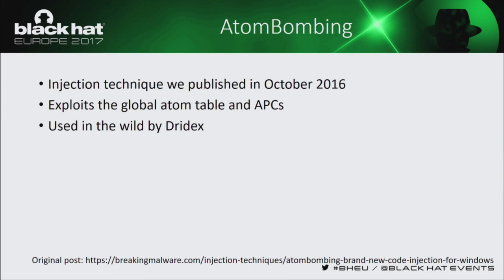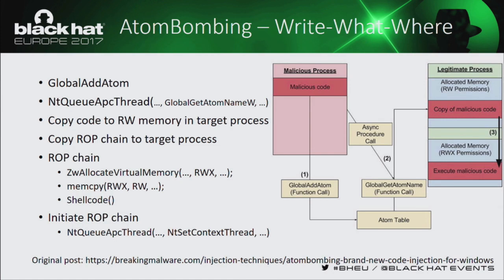Another injection technique that we released about a year ago, in October of 2016, is called atom bombing. And that uses the global atom table and APCs, which are asynchronous procedure calls. Now, we actually witnessed this being used in the wild by Dridex, the notorious banking Trojan. Now, atom bombing works by basically having a malicious process store code in the global atom table.